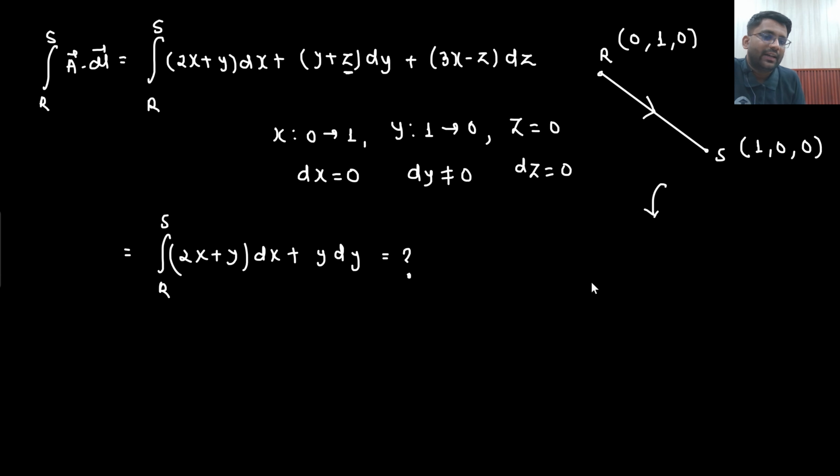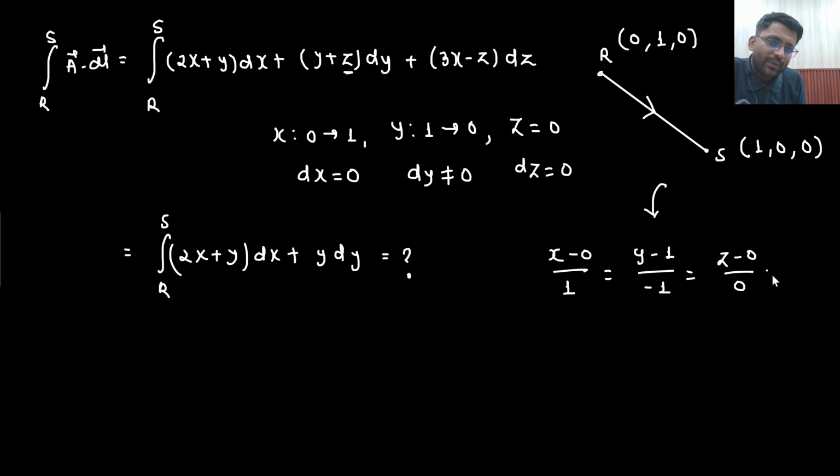Now there is a method to write down the equation of this line. Going from r to s, this will become my x1, y1, z1. So x minus x1 upon x2 minus x1, y minus y1 upon y2 minus y1, z minus z1 upon z2 minus z1 will be equal to t. So from here, x equals t, y equals 1 minus t, and z equals 0.